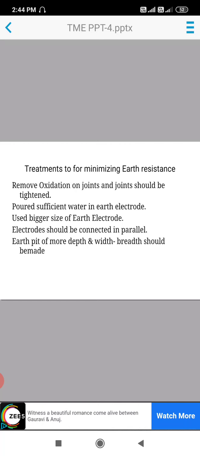An earth pit of more depth, width and breadth should be made so as to reduce the earth resistance. And we have to use charcoal and salt in order to reduce the earth resistance, which is also one of the important parameters.